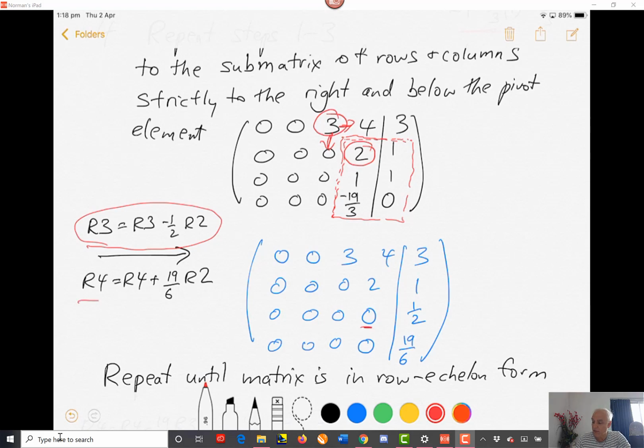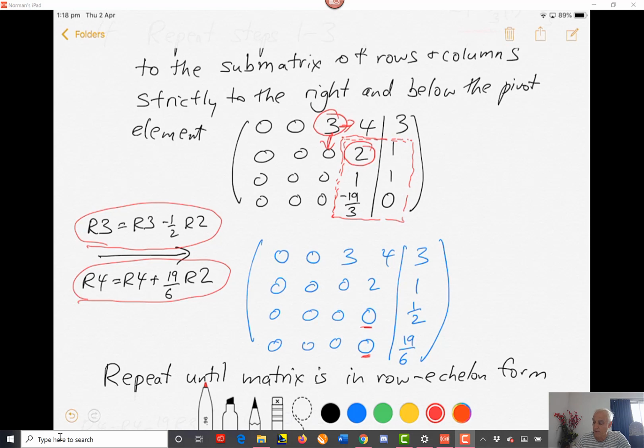And we're also going to take row 4 and we're going to add, okay, we have to do the right arithmetic here. We're going to add 19 over 6 times row 2. 19 over 6 times row 2 is the same as 19 over 3. So we've got minus 19 over 3 and we're going to add 19 over 3, so we're going to get 0, which is what we want.